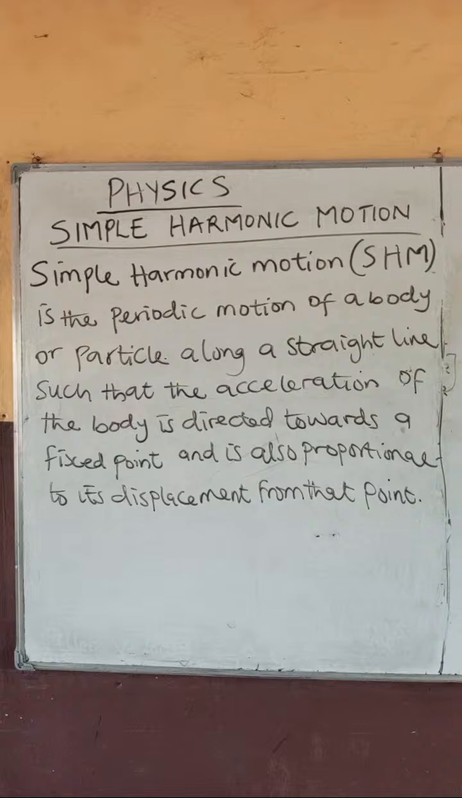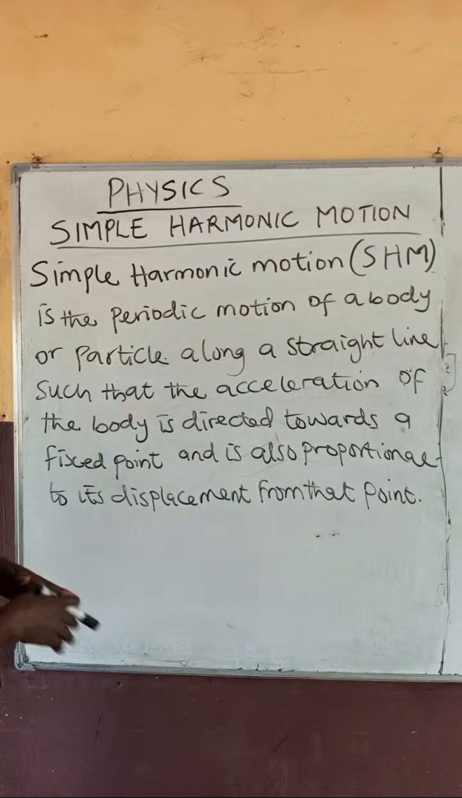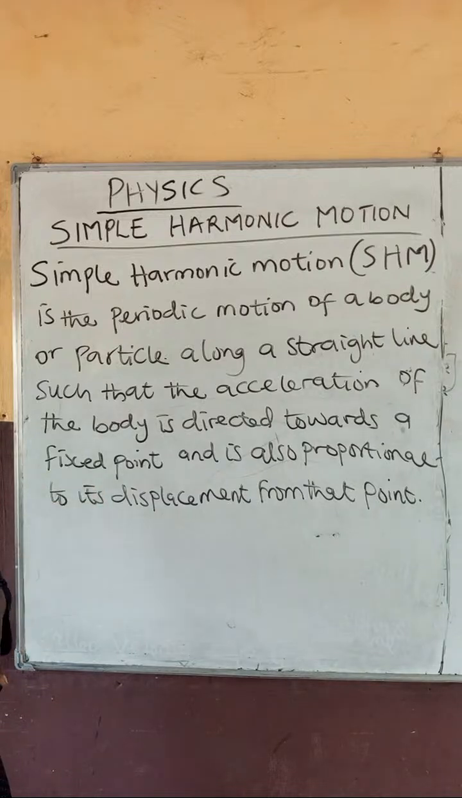All right, so we are done. I can explain. Simple harmonic motion, that is SHM, is the periodic motion of a body or a particle along a straight line, such that the acceleration of the body is directed towards a fixed point and is also proportional to its displacement from that point. Let me go again.